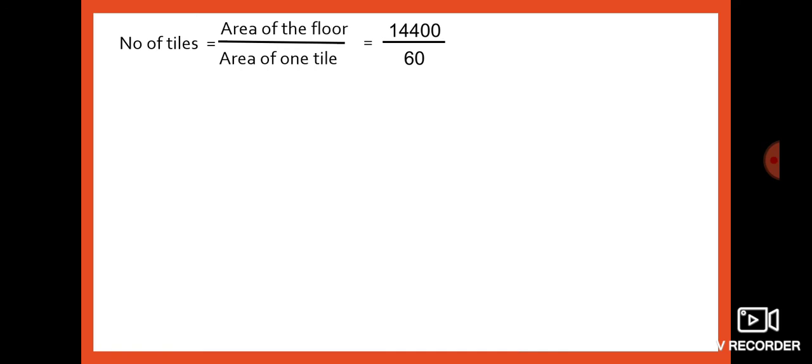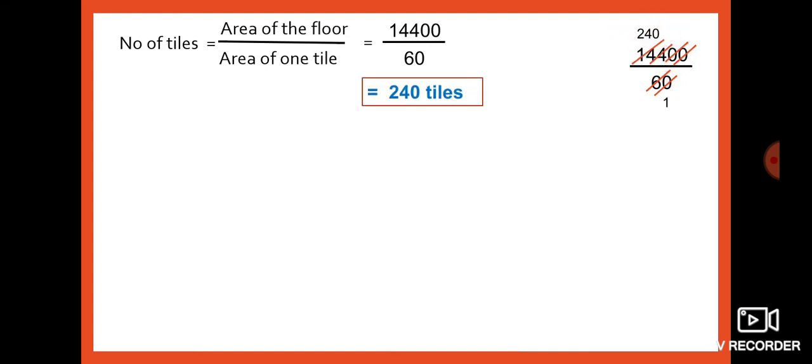14,400 by 60. Here we have to cross cancel these two 0. 0 should be cancelled. Remaining number 1440 by 6. Then by dividing in 6, 1 6. In 14, 2 6. 2 into 6, 12. Remaining 2, 24. In 24, 4 times. Then 1 0. That is 240 tiles are to be needed for the question A.